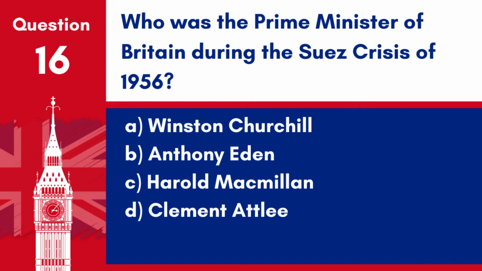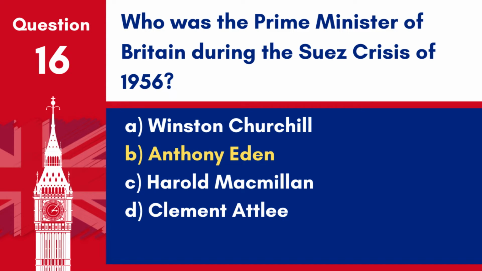Question 16. Who was the Prime Minister of Britain during the Suez Crisis of 1956? A. Winston Churchill. B. Anthony Eden. C. Harold Macmillan. D. Clement Attlee.